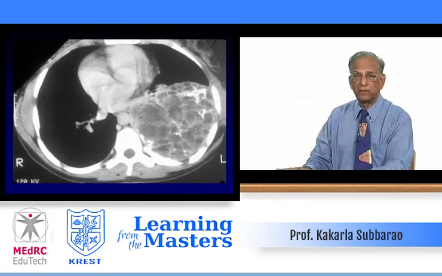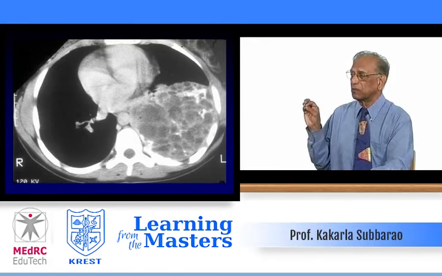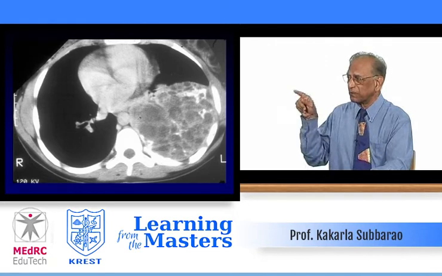Let us proceed with a CT. Here we are. Again, you see multiple bony septae, multiple lucencies in the posterior mediastinum with erosion of the rib.